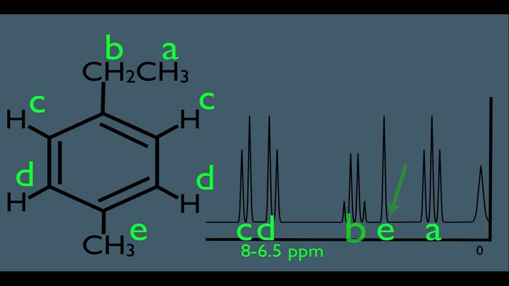And lastly, this should be the signal for the B-type hydrogens. Notice these B hydrogens right here only have A as their neighboring hydrogens, and there happens to be 3 of them. 3 plus 1 is 4, so that's why B is appearing as a quartet.